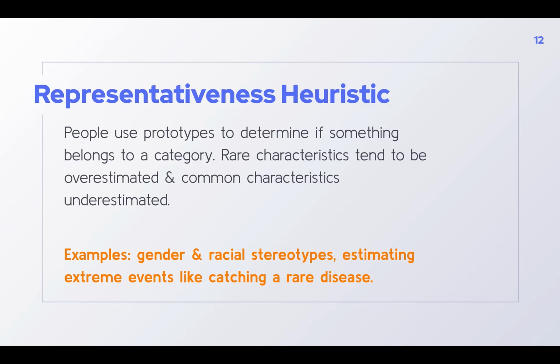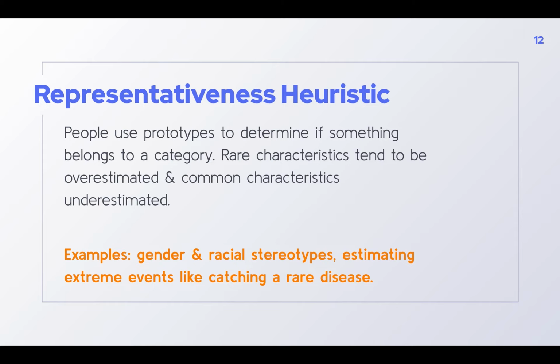Another one, the representativeness heuristic. People use prototypes to determine if something belongs to a category. Rare characteristics are overestimated, and common characteristics are underestimated. So people create these gender and racial stereotypes. They overestimate the chance of catching, say, a rare illness, compared to the chance of just having heart disease or arthritis or something that's very, very common.